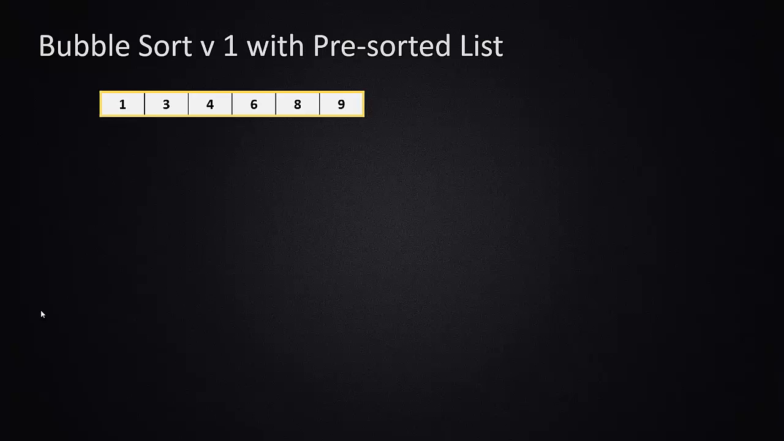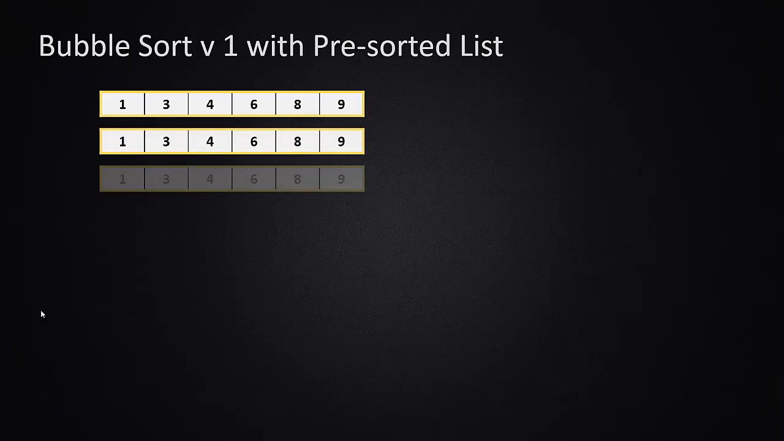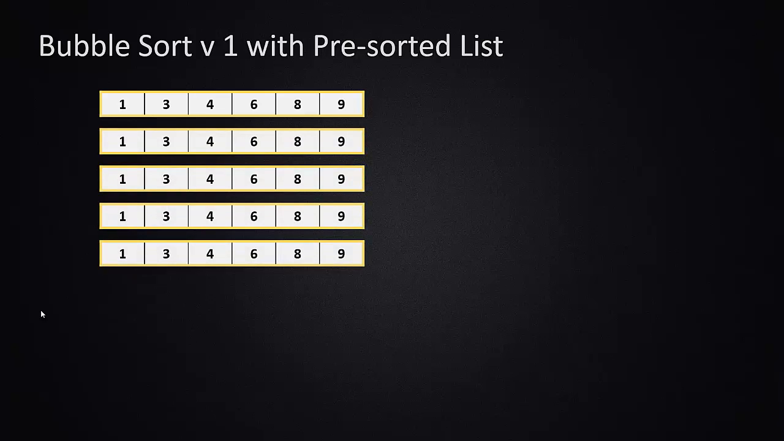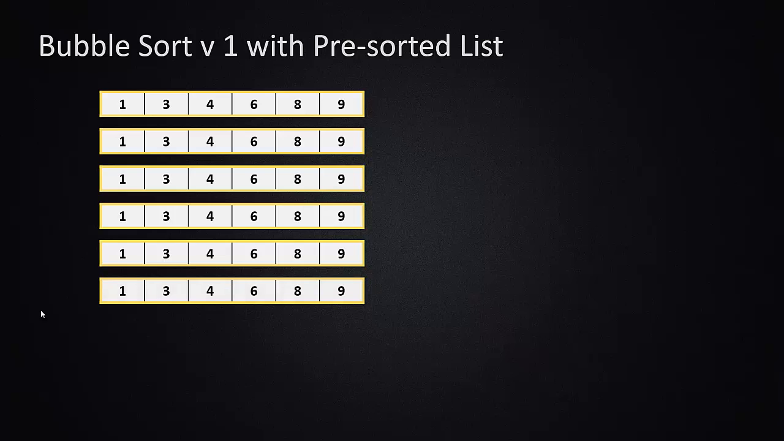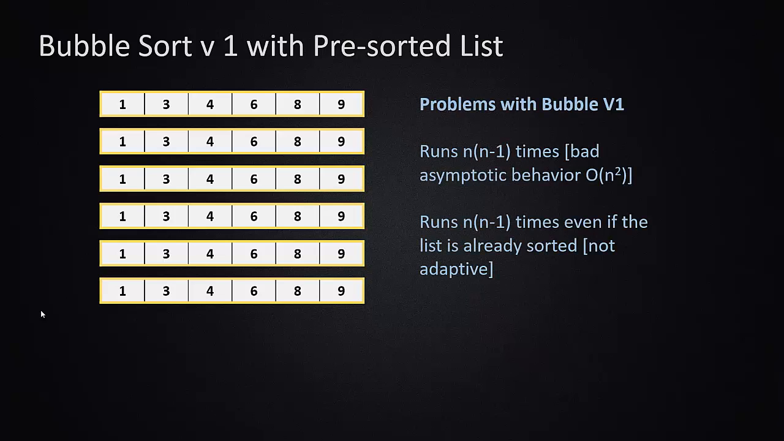What would happen if we had a pre-sorted list with bubble sort version 1 algorithm? Well, as we kind of saw at the end of our previous example, this list gets sorted 6 times because there's 6 items in the list. So we're going to run this thing 6 times regardless of whether we had to make any swaps or not. That is not very efficient.